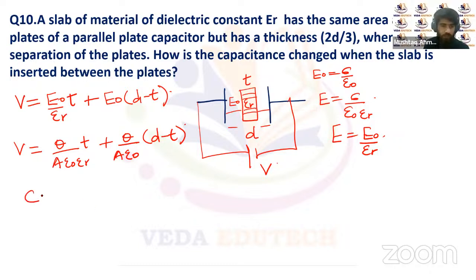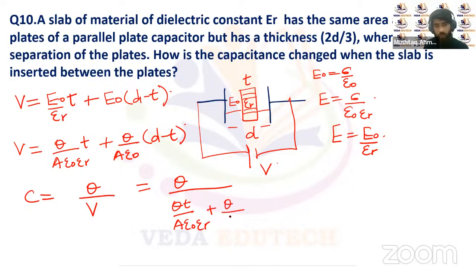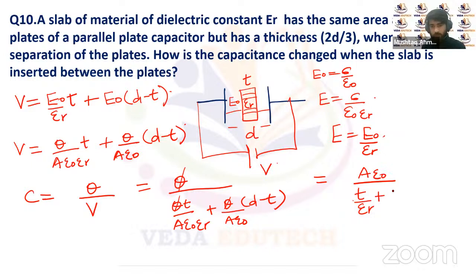Now from here, the capacitance will be the total charge of the plates of this capacitor, Q upon V. Q is as it is, replacing V with Q T upon A epsilon naught into epsilon r, plus Q upon A epsilon naught multiplied by D minus T. Now Q and Q will get cancelled. If we take 1 upon A epsilon naught as common, we'll be left with T upon epsilon r plus D minus T. So this will be the capacitance.